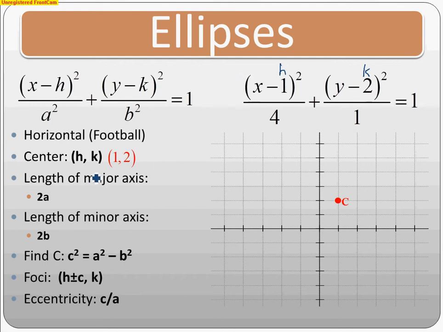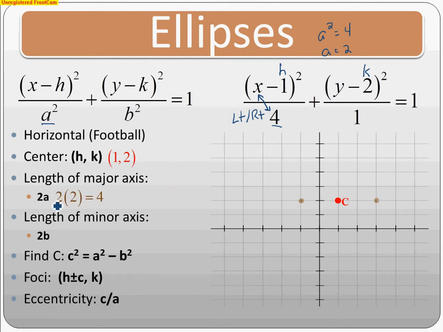Now, length of the major and minor axis. So how do we do that? Well, what we do is we check, all right, whatever's underneath the x, that's how we know to go left and right, because the x-axis goes left and right. So a squared is represented here by 4. So if a squared is equal to 4, that means if we take the square root, a has got to be 2. That means from the center, we're going to go to the right 2, and we're going to go to the left 2 and make our mark. So that makes our mark.